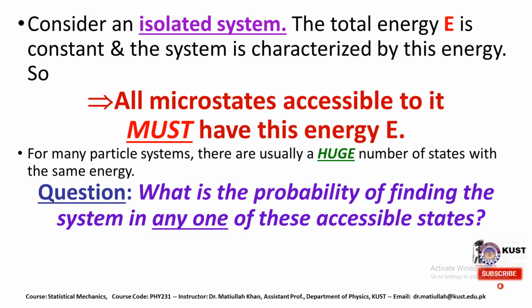If we consider an isolated system, the total energy is constant and the system is characterized by that particular energy. So coming towards these accessible states, all microstates accessible to it must have this energy E, because this energy is constant, is not changing. So for many particles there are usually a huge number of states with the same energy. So a question arises: what would be the probability of finding the system in any one of these accessible states? The answer of this question comes to us from the basic postulate of probability. So if there are more than one accessible states, what will be the probability of finding the system in any of these particular accessible states?